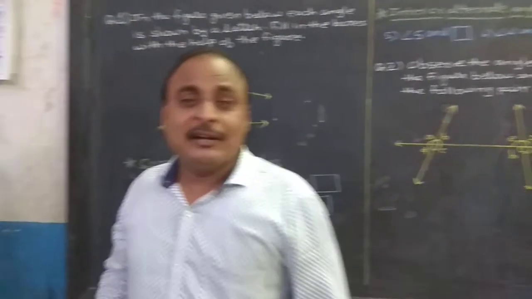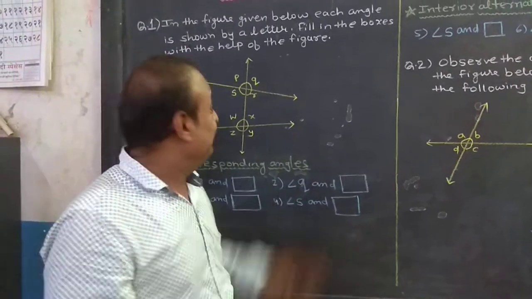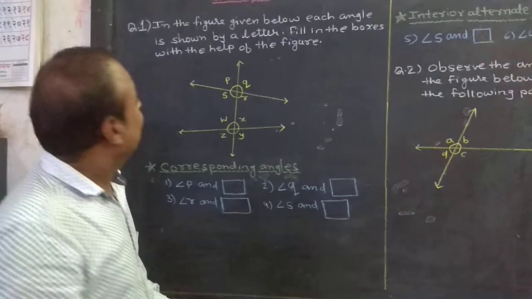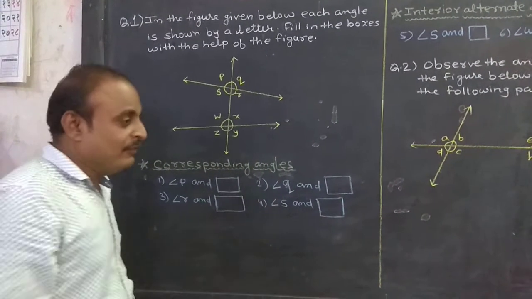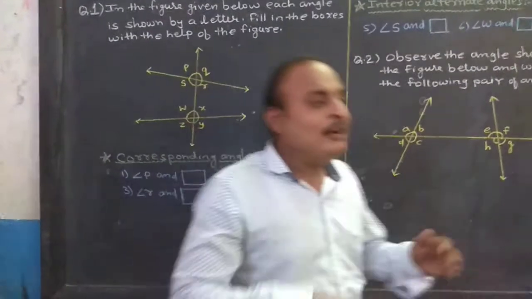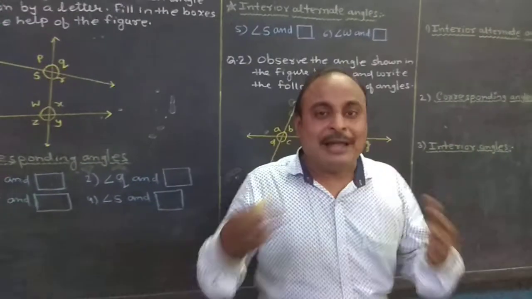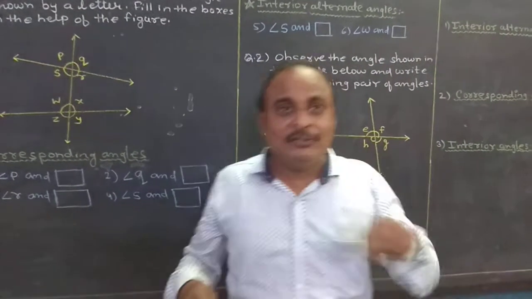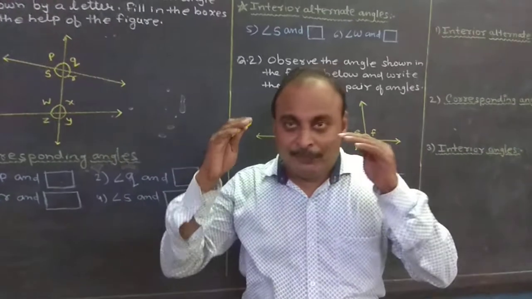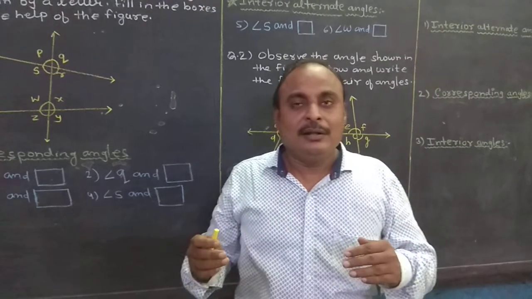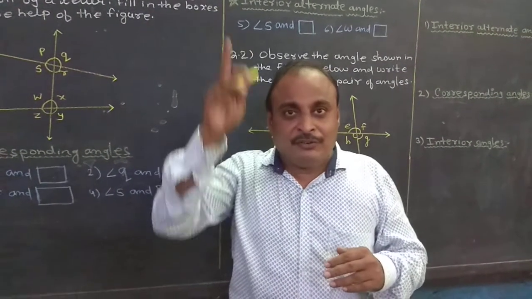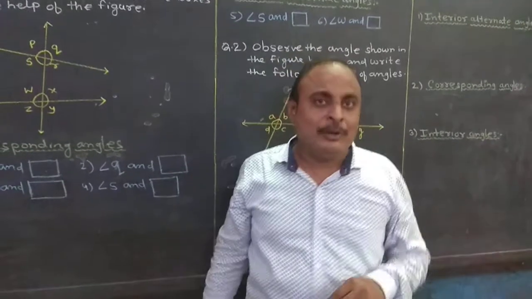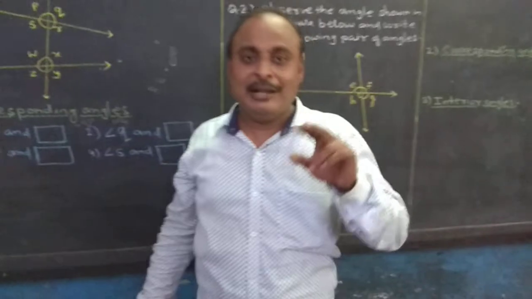Today we are going to start the second part of chapter 2, and the name of the chapter is Parallel Lines and Transversal. Dear students, we have already completed what a parallel line and a transversal line are. If two parallel lines are there, and a transversal line intersects them at two distinct points, then there will be a formation of 8 angles.